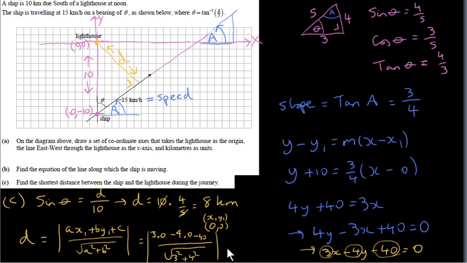That just means that you make it positive. So we have 3 times 0, 4 times 0, so we get minus 40 divided by the square root of 3 squared plus 4 squared. Well, that's root 9 plus 16, root 25, which is 5. So 40 divided by 5 is 8, so 8 is the answer. That's what we had up here.